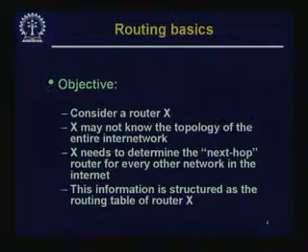So, we want to determine the destination network. The idea, of course, is that once you reach that remote network, finding that particular server within that network will be very easy. As we know, through ARP or some such protocol, they would know how to reach a particular server once you have reached the correct destination network. So, this information, which is required to keep track of all the other networks, is structured as a routing table of router X.